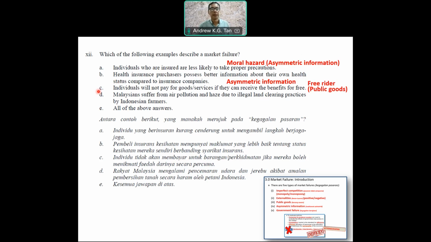Market failure also. D, Malaysians suffer from air pollution and haze due to illegal land clearing practices by Indonesian farmers. We have a negative externality in this case, produced by Indonesian farmers, and Malaysians suffer from air pollution due to illegal land clearing practices in Indonesia. Externalities. So all of A, B, C, D are examples of market failure. So all of the above answers describe a market failure.